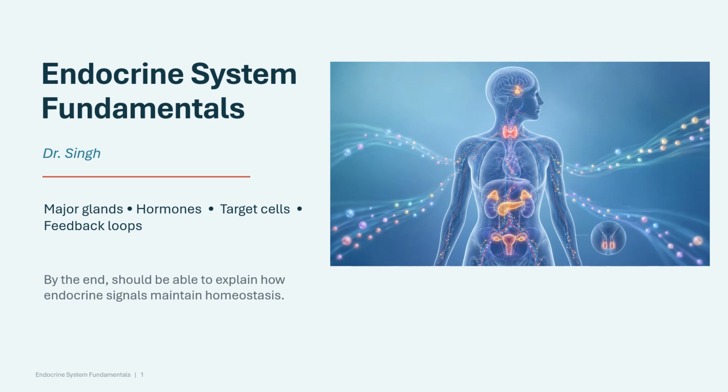Today we will aim to understand the fundamentals of the endocrine system, and in doing so, we will discuss the major glands that are part of the system, which will be releasing hormones onto specific target cells to cause their effect. The release of these hormones is dictated by feedback loops, which we will also discuss. By the end, we should be able to explain how the endocrine signals maintain homeostasis within the human body.